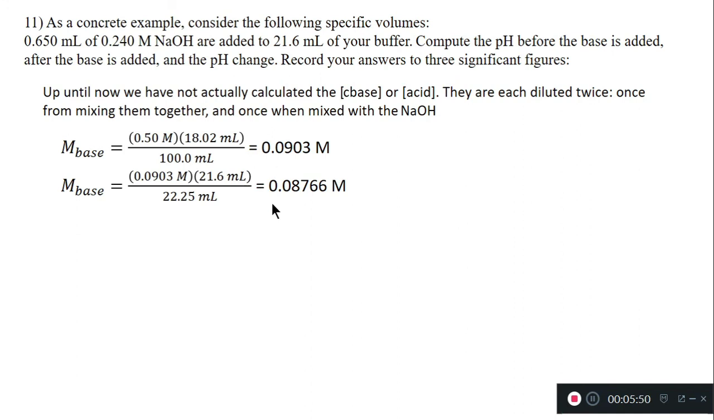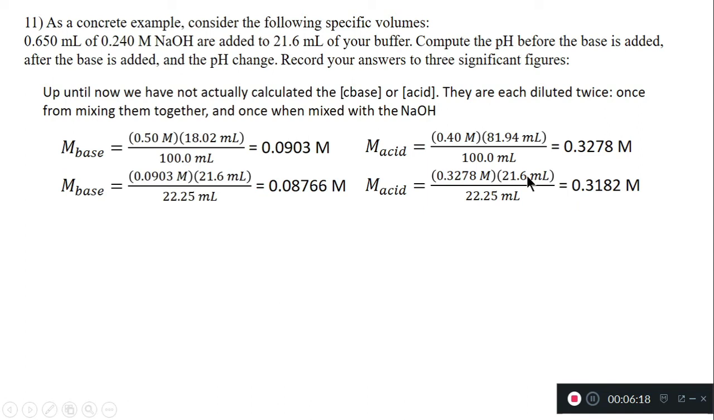Now, this isn't even taking into account that it's going to be produced when it reacts with the hydroxide ion. This is just what is in the solution after I add the base, but before the base reacts with anything. Doing the same thing with the acid. Again, first we had our stock 0.4 molar, 81.94 milliliters, total mixing volume of 100, and then I take 21.6 of that, and I add in the 0.65 milliliters of the base, and I get 0.3182 molar.